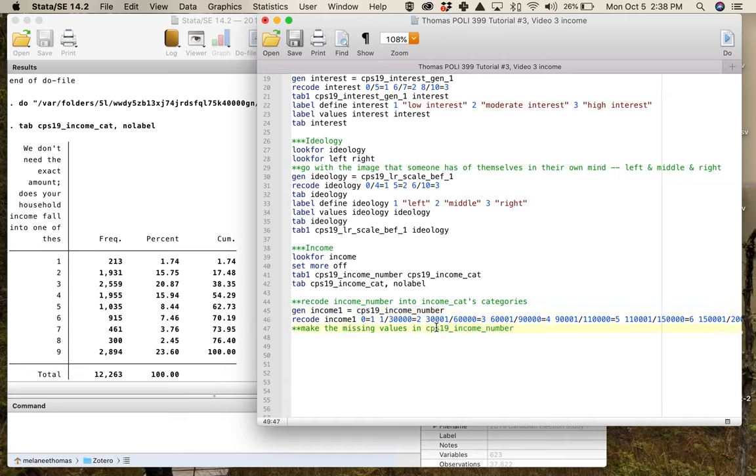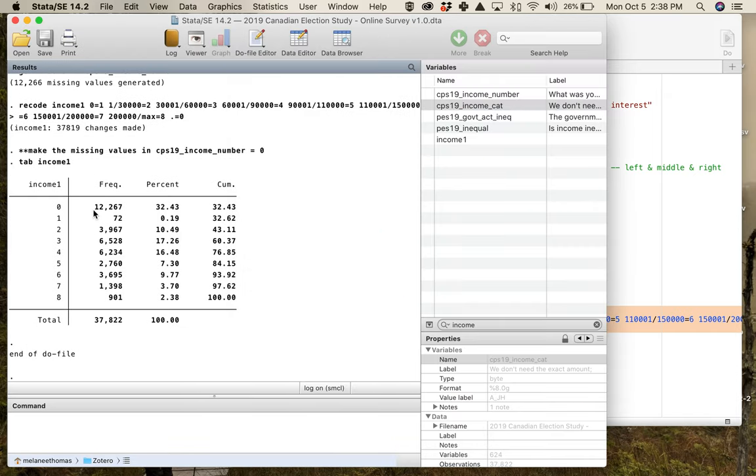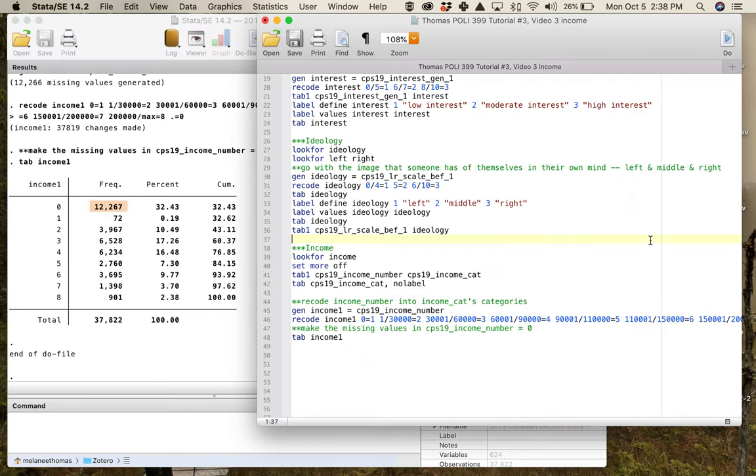Make the missing values in CPS equal 0. Okay, so I'm just going to recode, and then I'm going to tab income1. So, boop, there we go. And look at this. I've got 12,000 people there is missing data.